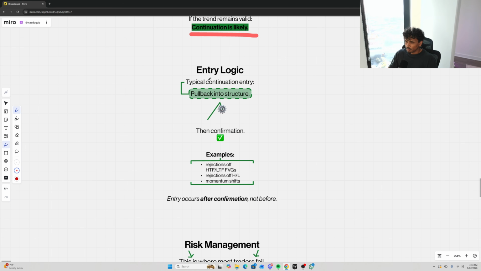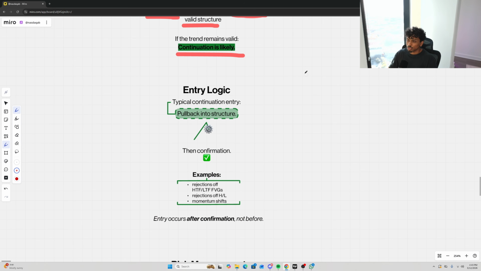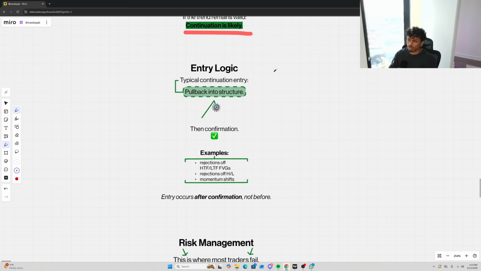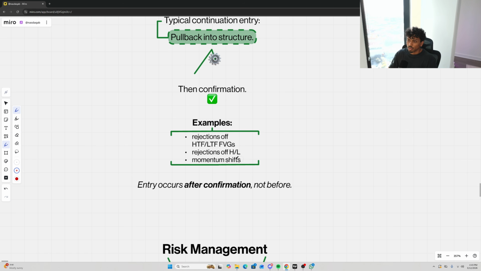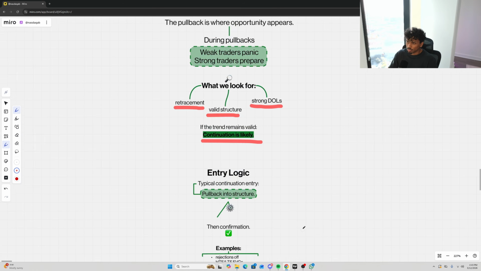Now we get more into the specific entry logic, right? So this is again aligning with the pullback into valid structure right over here, and then we get the confirmation. All right, so we get rejections off of higher time frame gaps or lower time frame gaps, where price retraces into hourly gaps, 4-hour gaps, or daily gaps. That's all classified as a higher time frame. Or we get retracements into lower time frame gaps, such as 5-minute or 15-minute gaps, where we want to see not only a rejection, but we want to see displacement out of that area, right?